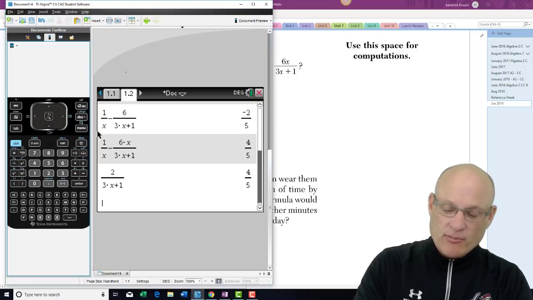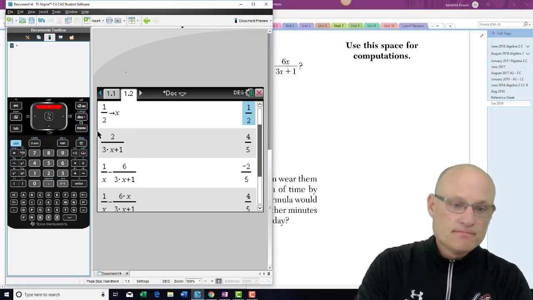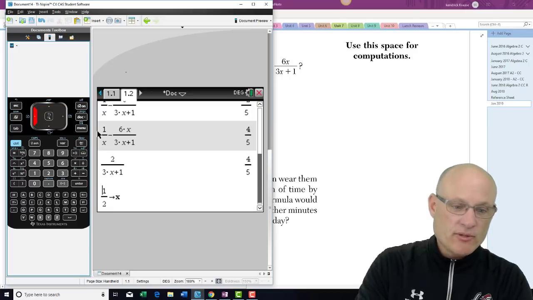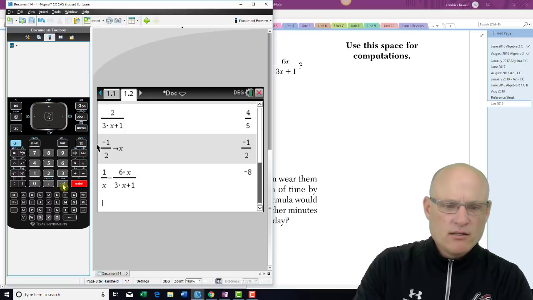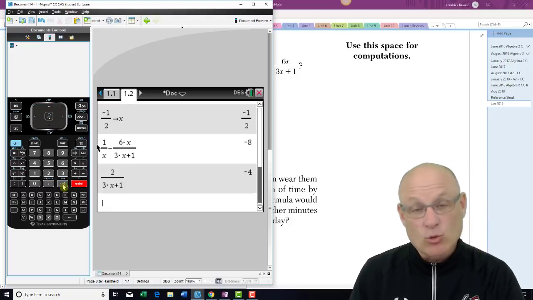So watch what we're going to do. I'm going to go up here. So this should now be negative 1/3. And I'm going to store that into x. I'm going to type in the right side, and I'm going to type in the left side. And they do not equal each other, do they?